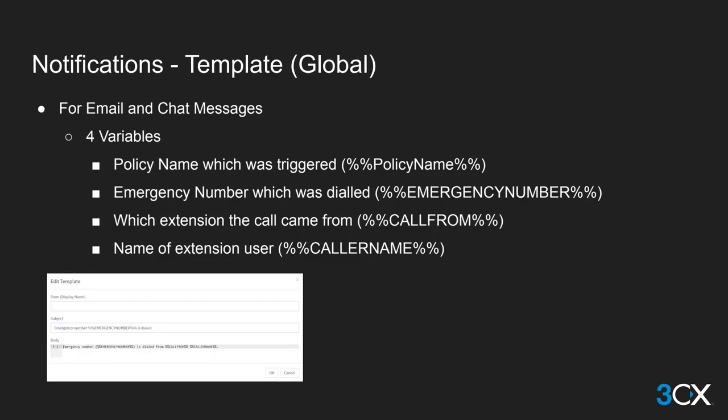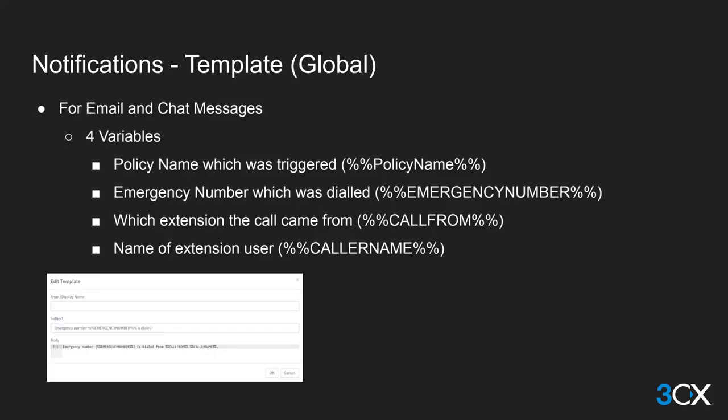Moving on, let's see the notifications template which will be used to send a message in email and chat form. The admin can define a very specific message template to be sent to the designated personnel. The variables which can be used to populate the message are the policy name. The policy name is the name of the emergency number which we created earlier on. This should identify the ERL, the emergency number which was dialed.